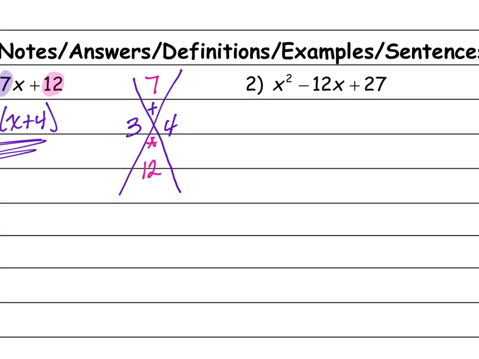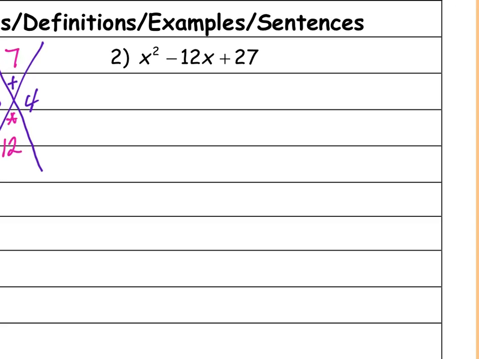Okay, so let's try the next one. Same thing. I'm going to make an x. Usually when I'm making them, they're not this big, by the way. They'll get more sloppier as we go on. So I need two numbers that add to be negative 12 and multiply to be 27.